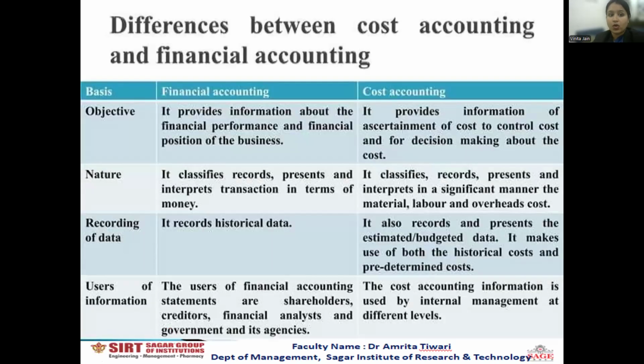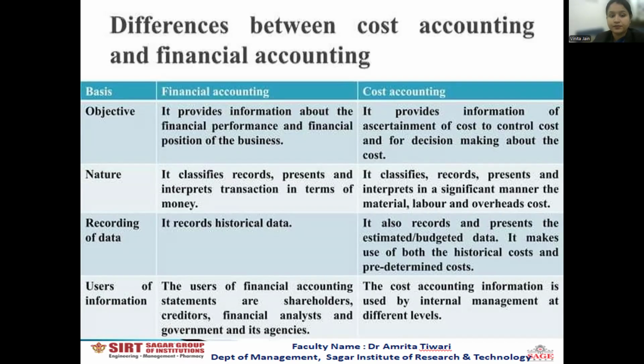The difference between cost accounting and financial accounting. Objective: financial accounting provides information about the financial performance and financial position of the business. Cost accounting provides information about the cost to control cost and for decision making about the cost. Nature: financial accounting classifies, records, presents, and interprets transactions in terms of money. Cost accounting classifies, records, presents, and interprets in a significant manner the material, labor, and overhead cost.